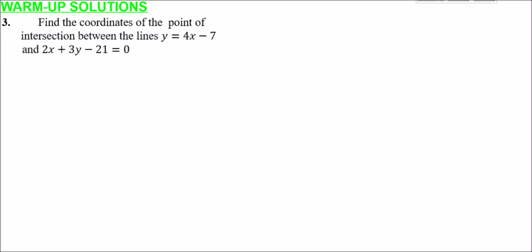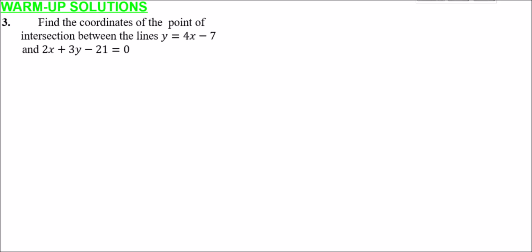Question 3. We're going to use the answer to question 3 later, by the way, so I'll return to that point and mention it again later on. So question 3, this one has some importance later on. So find the coordinates of the point of intersection between the lines y equals 4x minus 7 and 2x plus 3y minus 21 equals 0.